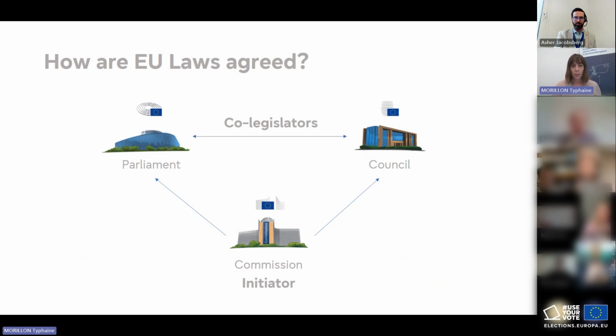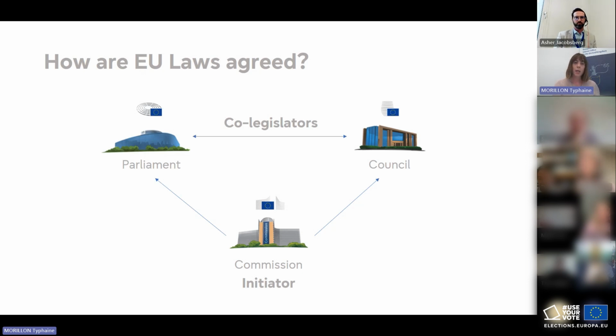So in what we call the institutional triangle, the Commission is the equivalent of the government. The Commission initiates laws, proposes the law. The commissioners work as ministers. They have a portfolio and they propose legislation in their respective area. Then the legislation has to be adopted both by the European Parliament and the European Council as co-legislators.